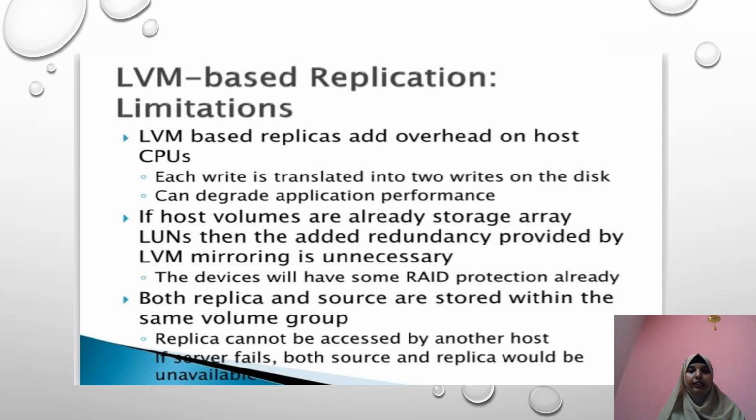LVM based replication limitations. LVM based replicas add overhead on the host CPU. Each write is translated into two writes on the disk, which can degrade the application performance. If the host volumes are built on storage array LUNs, that is logical unit numbers, then the added redundancy provided by LVM mirroring is unnecessary, as the devices will have the same RAID protection already. Both replica and source are stored within the same volume groups. Replica cannot be accessed by another host. If the server fails, both source and replica would be unavailable.